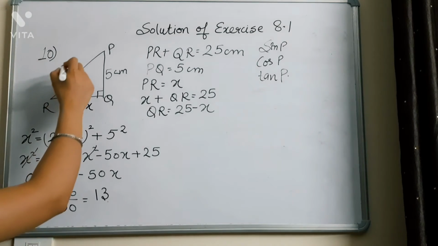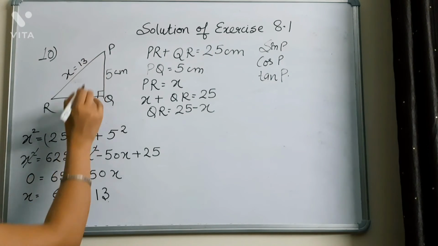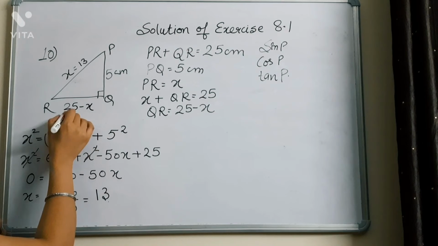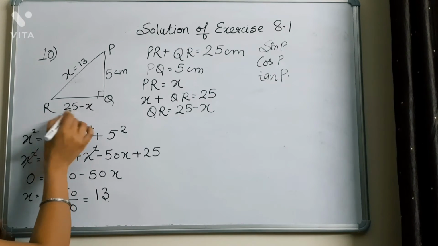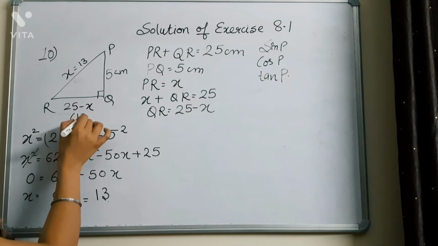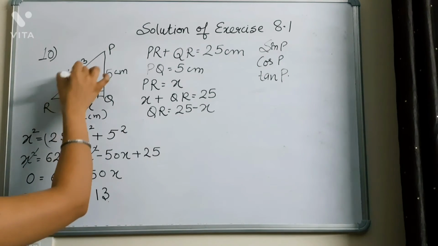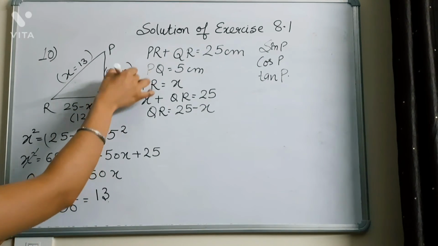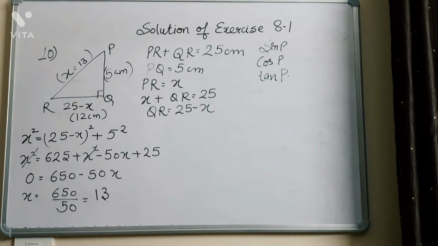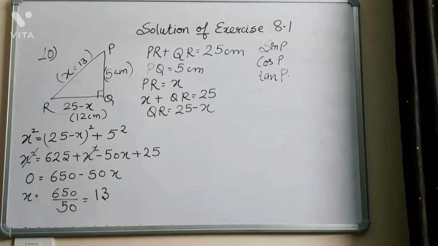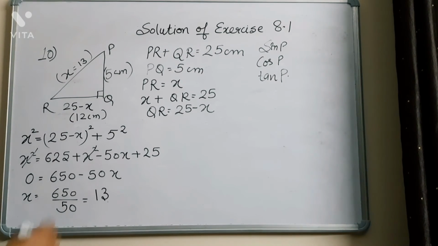Now put the value of x here, 13, and if I put the value of x here as 13, you will get 25 minus 13, that is 12. So this side comes out to be 12 centimeter and this side comes out to be 13 centimeter. This is given to you as 5 centimeter. Now come back to the question. What is asked in your question is to calculate the value of sin P.